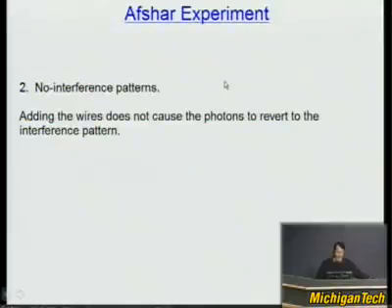So, no interference patterns. Adding the wires does not cause the photons to revert back to the interference patterns. Just putting the wires back, you are seeing the north slit with the north screen, and the south slit with the south screen. Putting the wires back doesn't seem to change the result. So what's going on? How can the wires be at the minimum of the interference pattern, yet you don't see an interference pattern? How can that be?